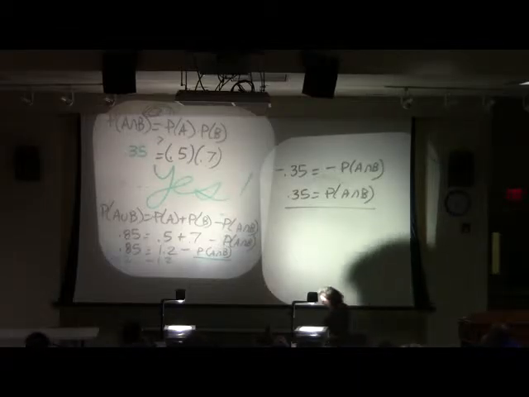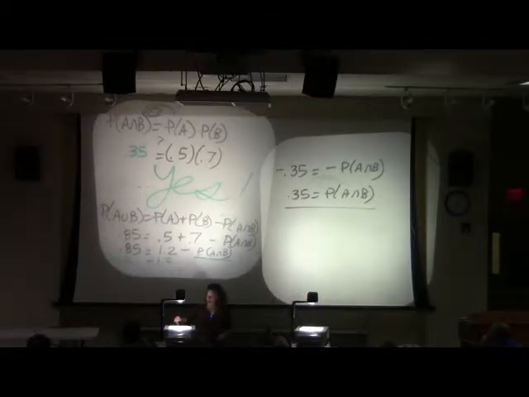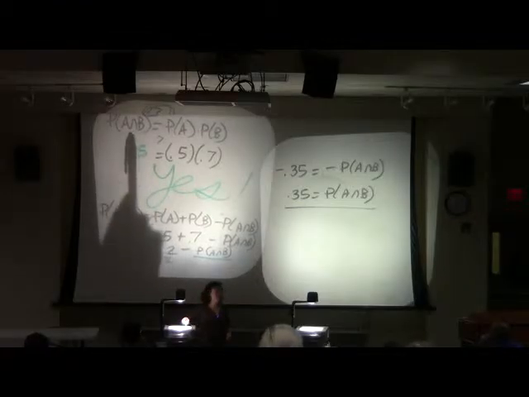Okay. Why did we have to go through this whole rigmarole? Because we weren't directly given what the probability of the intersection was.